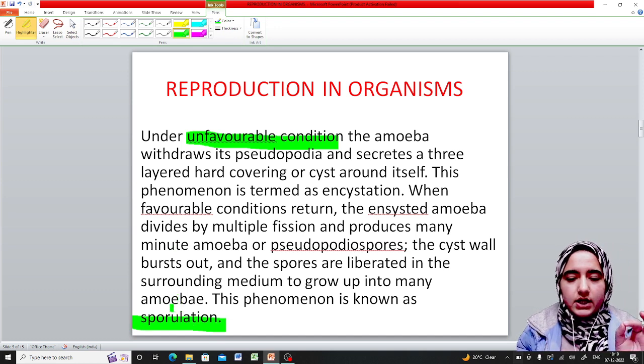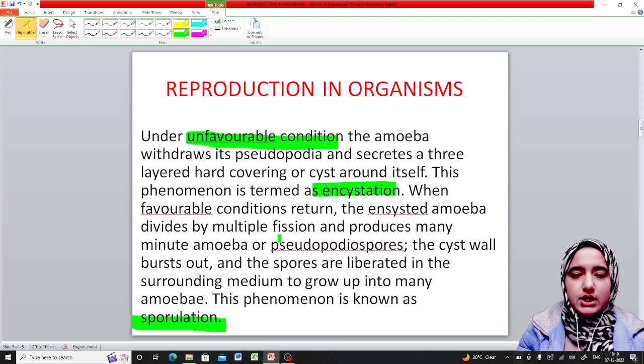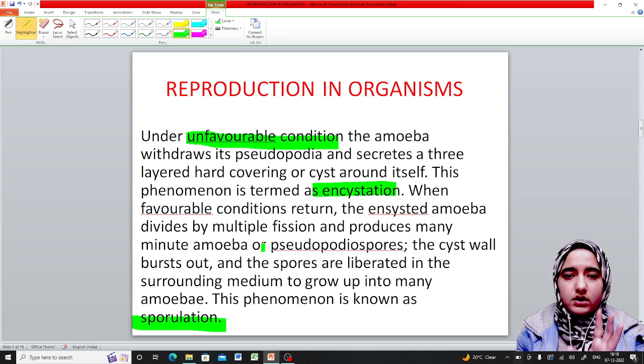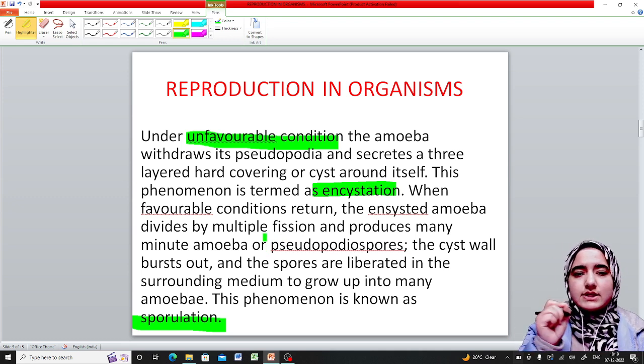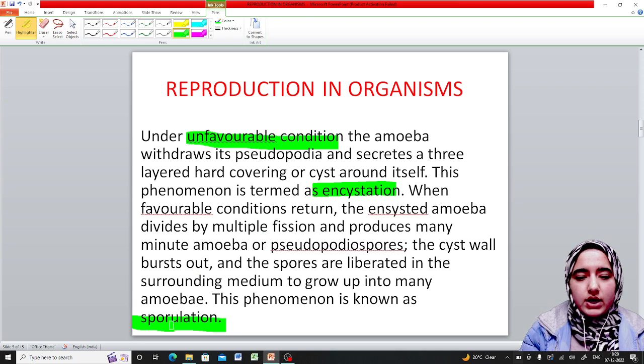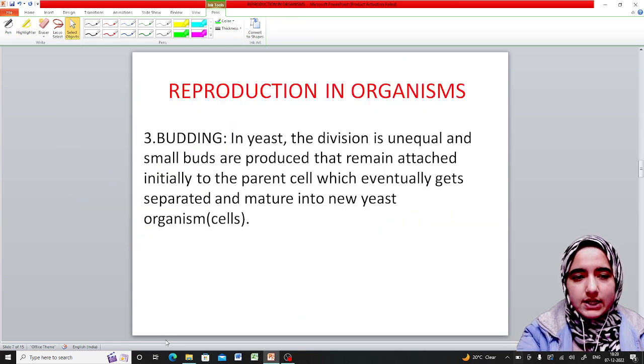Under unfavorable conditions, amoeba undergoes multiple fission. It secretes a three-layered hard covering or cyst around itself, which is known as encystation. And when favorable conditions return, what does amoeba do? The minute amoeba or pseudopodiospores formed by multiple fission are released outside the body into the environment, and that is known as sporulation. I hope this concept is clear.